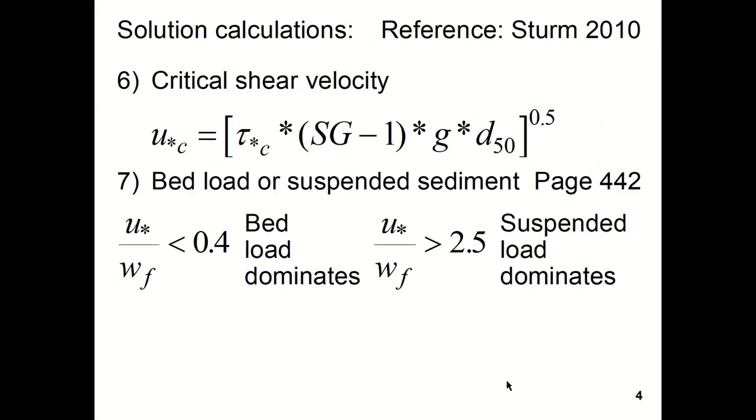The critical shear velocity can be determined by rearranging the dimensionless critical shear stress equation. Then Yang provides a criterion to tell if the bed load dominates or if the suspended load dominates, using the shear velocity divided by the fall velocity.